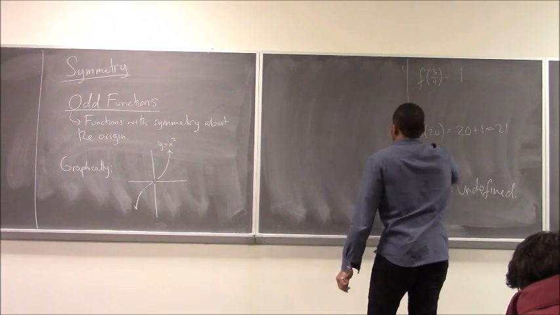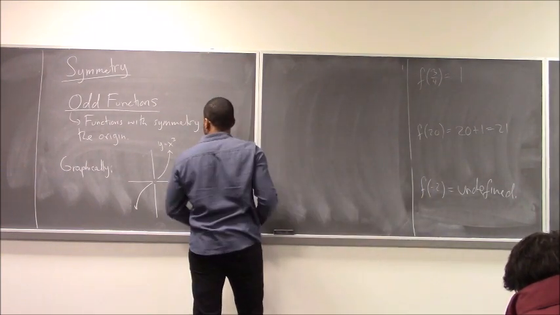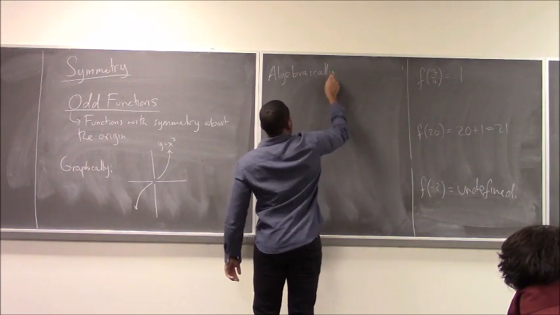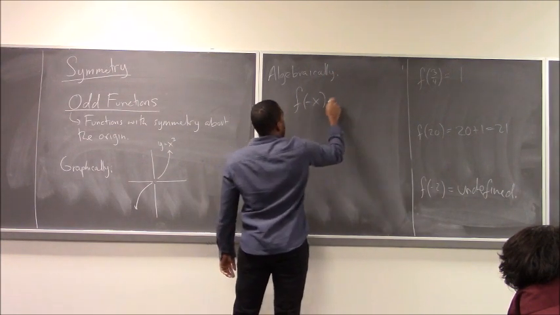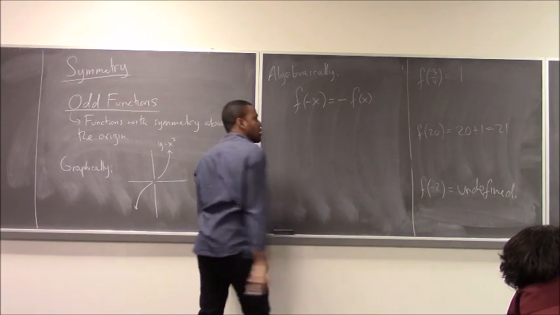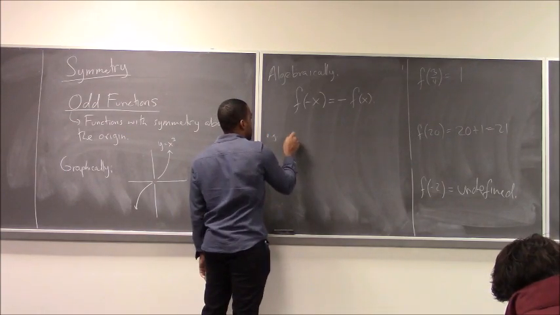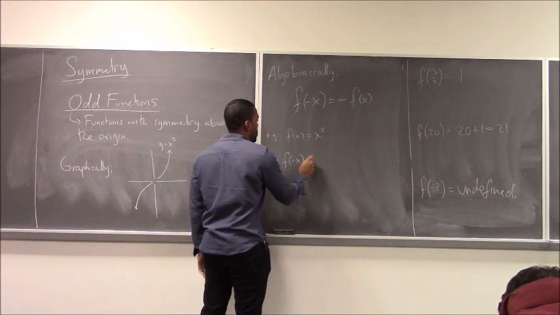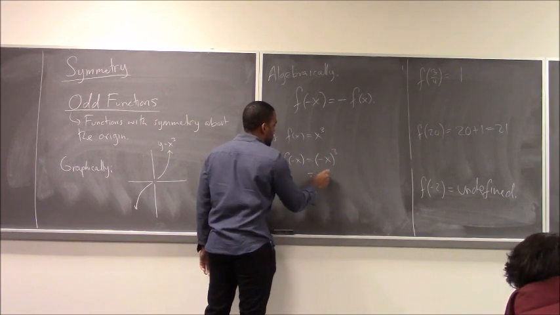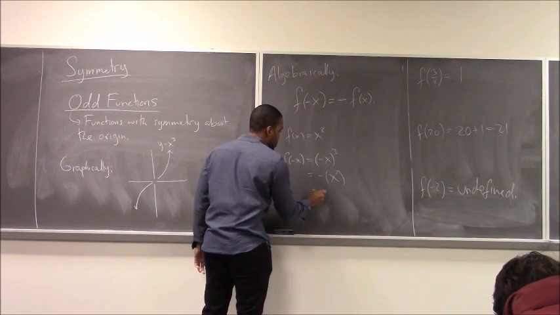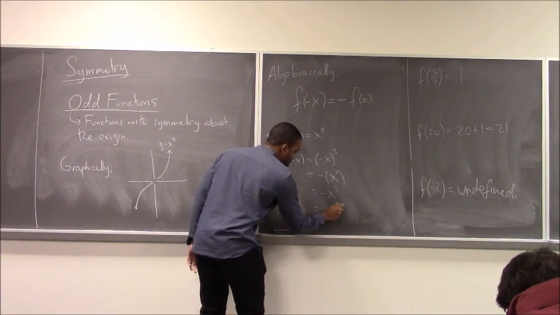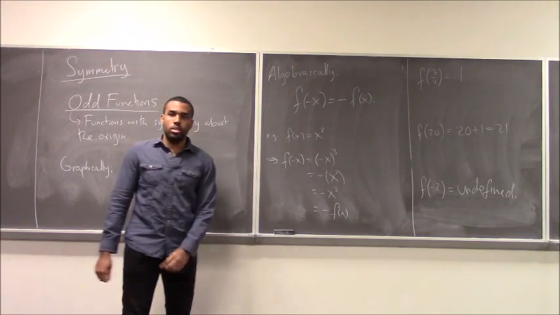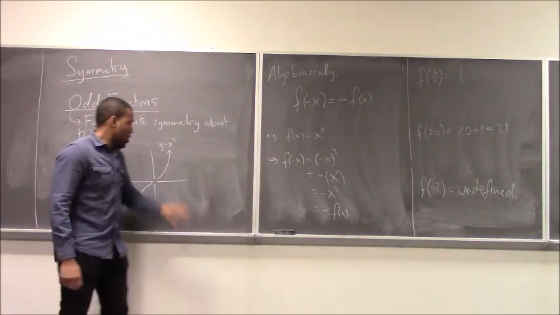Not all polynomials where the highest power is odd exhibit this kind of symmetry though. Algebraically, they must satisfy this property: f of minus x must be equal to minus f of x. For example, if my f of x is x cubed, then f of minus x is going to be minus x cubed, which is just the negative of the original function. So the fact that when I replace all x's with negative x, I get the negative of the original makes it an odd function. Any function that does that will exhibit this property.